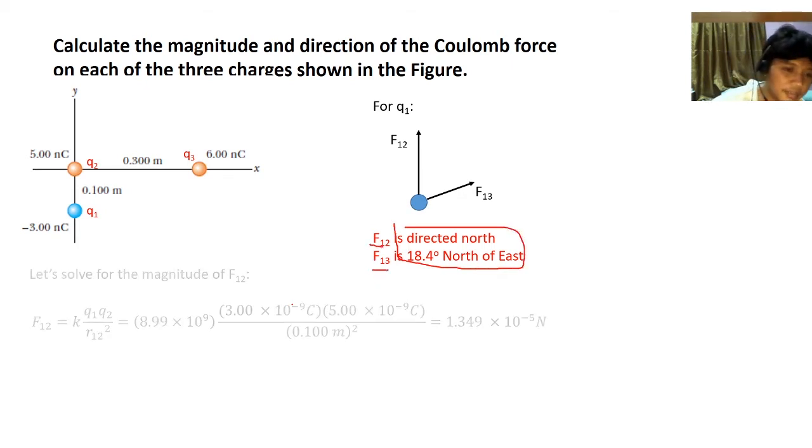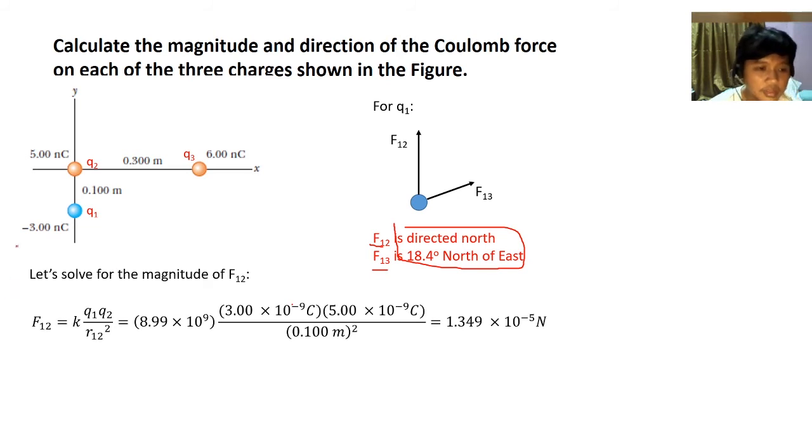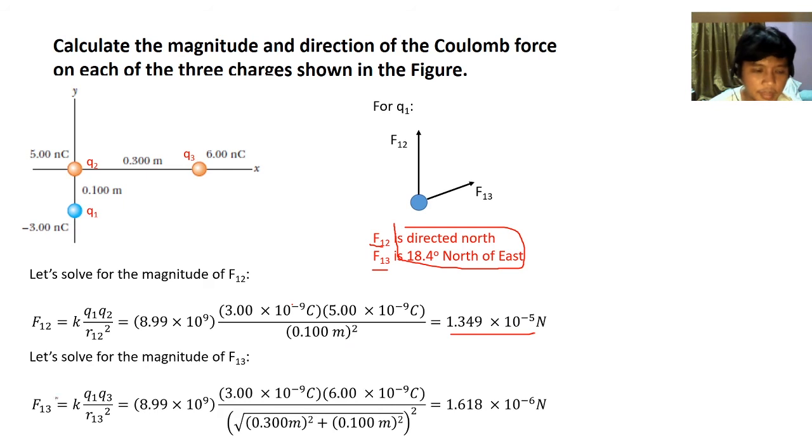And that's the easy bit. The magnitude we can obtain using Coulomb's law. I want you to review that, and if you have any questions, just message me. That's F12, which we found using Coulomb's law to be 1.349 times 10 to the negative 5 newtons. And now let's solve for F13. Now the tricky part about F13 is what distance do we use for R13?